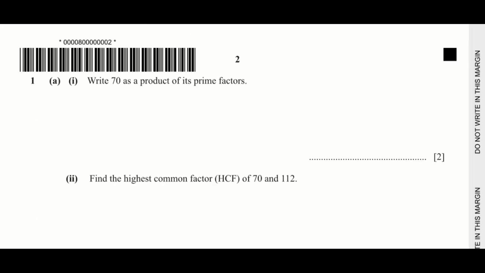Let's jump into the first question. Question 1a from figure 1. Write 70 as a product of prime factors. So, you can write 70 as 7 times 10. Then, 10 is 2 times 5. So, we can say that 70 as a product of prime factors will be 2 by 5 by 7.